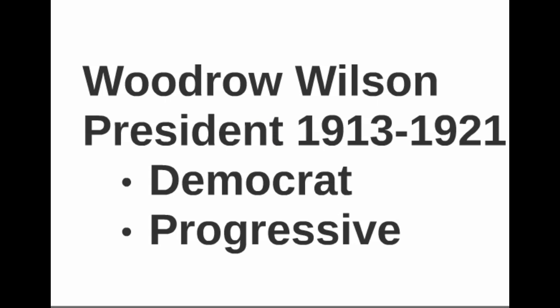As you can see here, Wilson was a two-term president. We know from the previous lesson he was governor of New Jersey prior to this. He was also the head of Princeton University before this. And he was a Democrat, unlike President Teddy Roosevelt, who was a Republican.